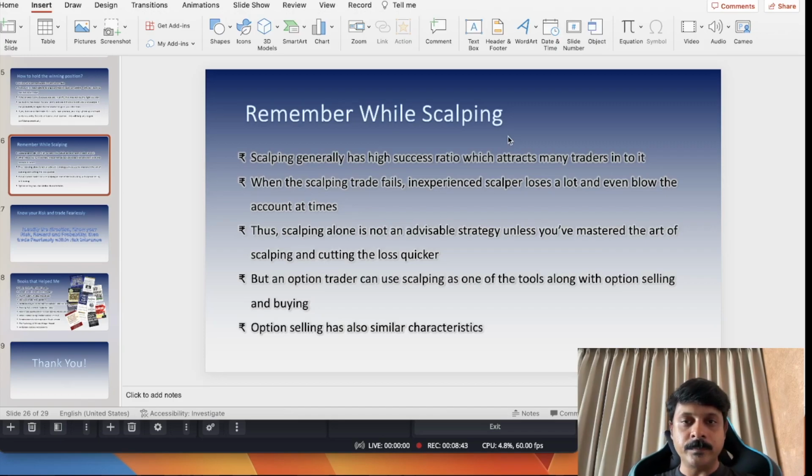Scalping. So scalping is a trading methodology which some people are doing successfully. I know many people, or at least a few people, who are doing it very successfully, and they consistently make profit, and they are winners. So I'm not saying that scalping is bad, but scalping is bad for inexperienced people is what I say. Because when you do scalping, it generally gives a high success ratio, which attracts many traders into it.